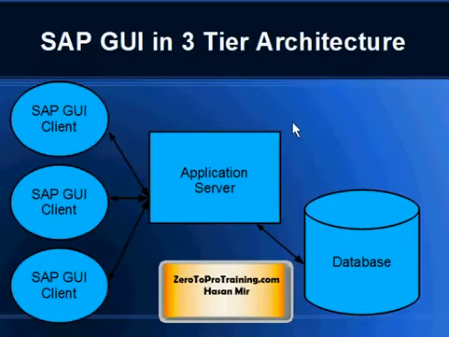Actually, in a really small scale environment, you can have all three on the same computer as well. You can download SAP and install it on your computer. These days laptops are very powerful as well. You can install the application server and database on the same laptop, and you can download the SAP GUI client on your laptop as well. In that case, all three tiers will be residing on one laptop.